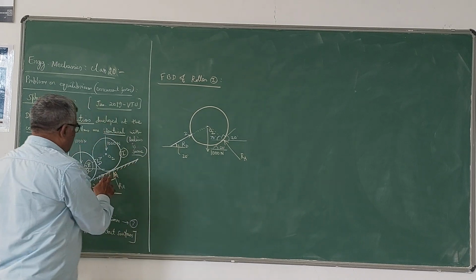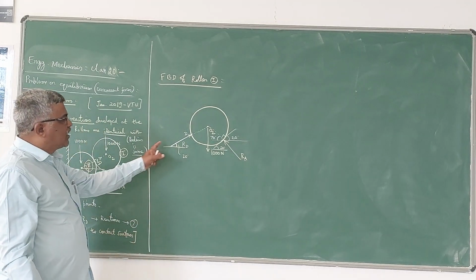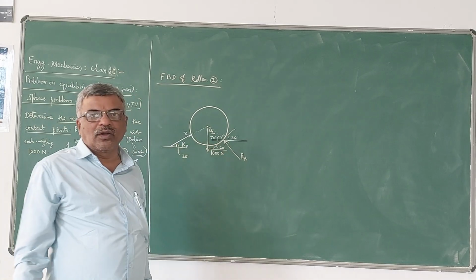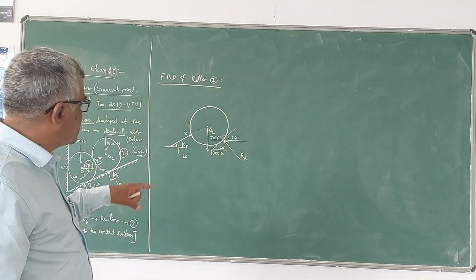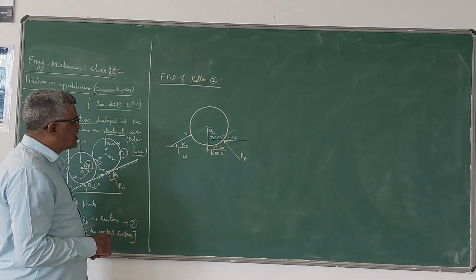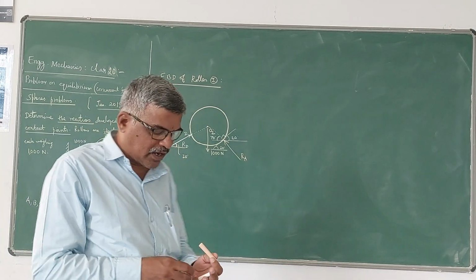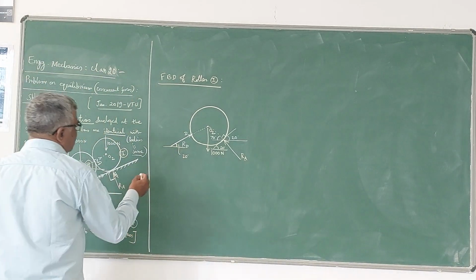So now, RD I have taken, weight of the roller I have taken. There are three forces acting on roller 1: 2 reactions and 1 weight. Now we have to apply equilibrium equations to get the values of RA and RD. So here RA and RD are unknowns. So let me apply the equilibrium equation.